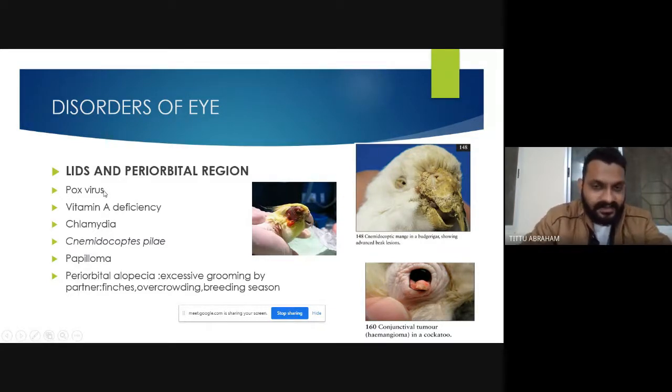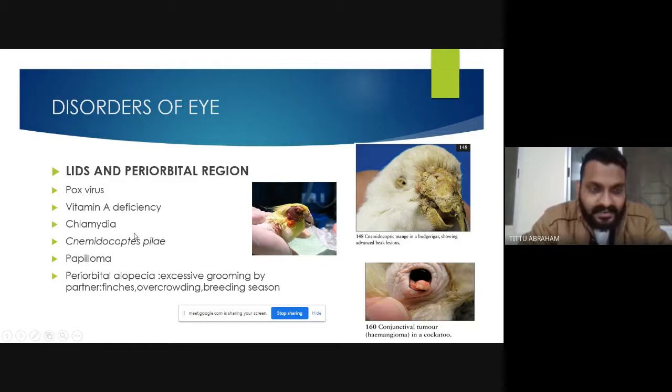Pox is described somewhere else, so I will say what pox will cause in the slide. It will cause pox lesions, especially in the periorbital area. You can see yellow to brownish coloration of pox lesions on the skin. In vitamin A deficiency, the eye will be edematous, and you can see pus, like caseous material.